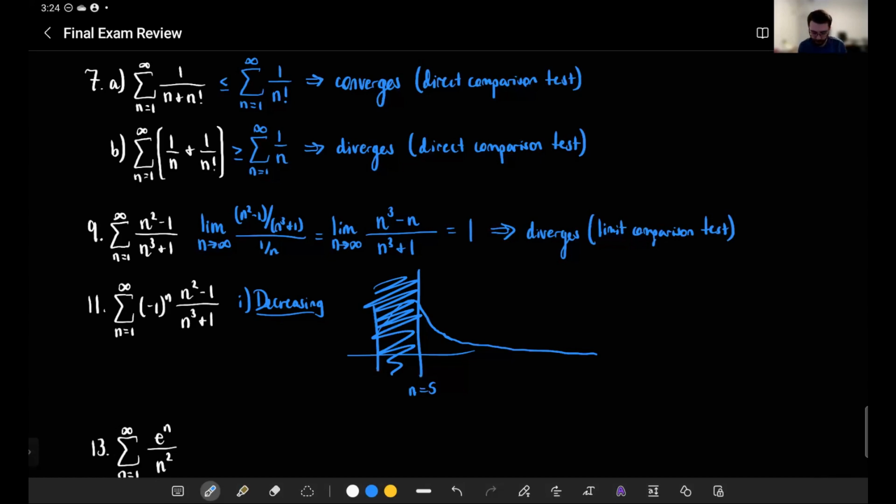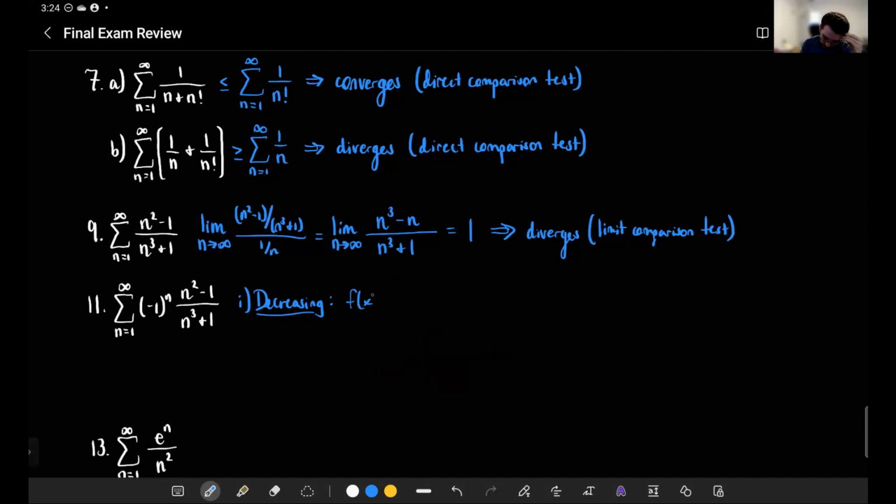But then the series starting at n equals 1 must converge as well, because there are finitely many terms in the beginning, so that's not going to affect it. So okay, talking about decreasing or eventually decreasing, typically a real nice way to do it is to think, what if you treated this as a function? So instead of n squared minus 1, it'll be x squared minus 1, and n cubed becomes x cubed plus 1.